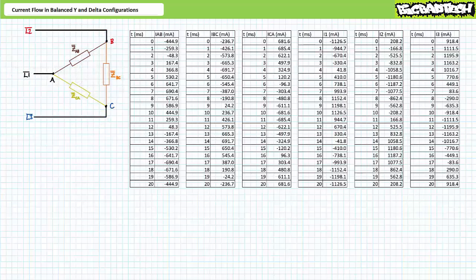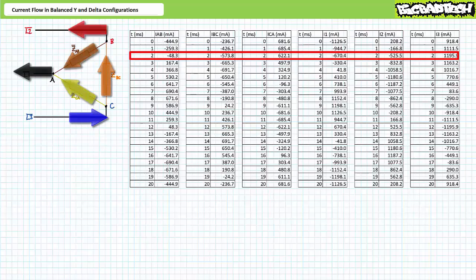Let's dispense with Kirchhoff's current law analysis and examine subsequent 2 millisecond steps rather quickly. If you want to do it in 1 millisecond steps and check these results using Kirchhoff's current law, be my guest and do so at any time. At t equals 2 milliseconds, 48.3 milliamperes of current travels B to A. 573.8 milliamperes of current travels C to B. And 622.1 milliamperes of current travels C to A. 670.4 milliamperes leaves node A. 525.5 milliamperes of current leaves node B, and 1,195.9 milliamperes of current enters node C.